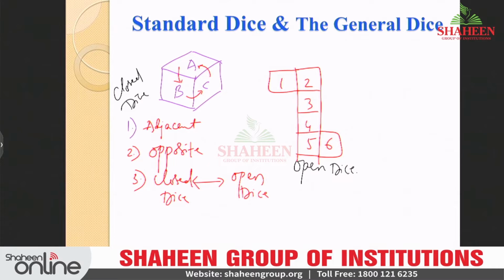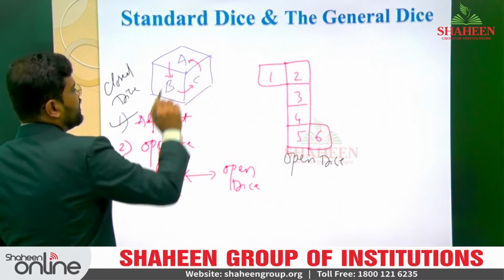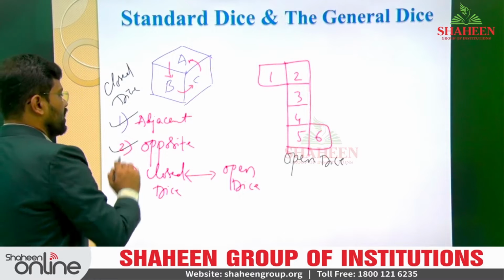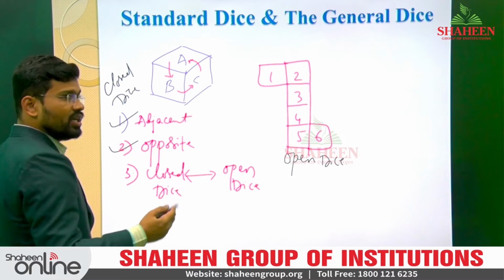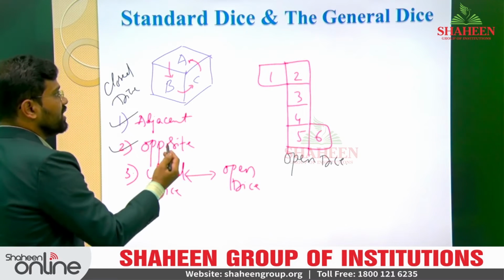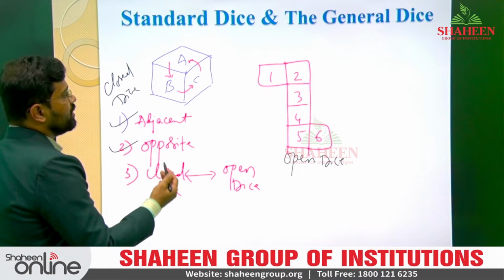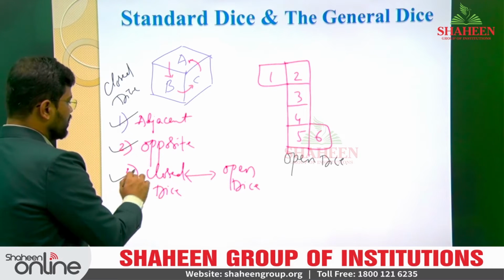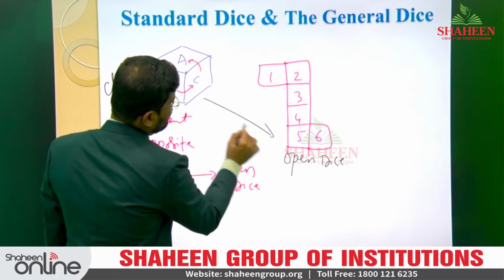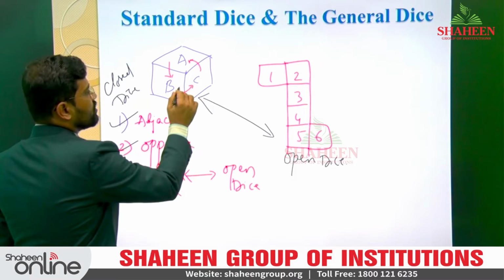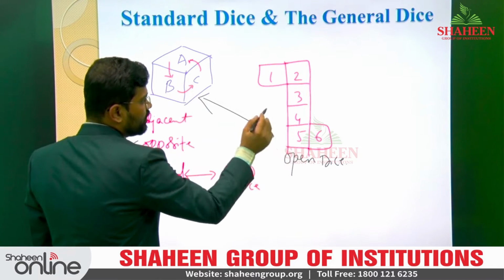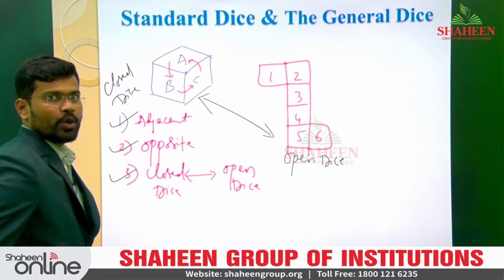So one possibility is they will ask about adjacent faces: what is the adjacent of A, B and C? They can use any element, we will discuss that now. They will ask what is the opposite of A, B, C, or any element in place of A, B, C. And the third possibility is they will give closed dice and ask open dice, or give open dice and ask closed dice.